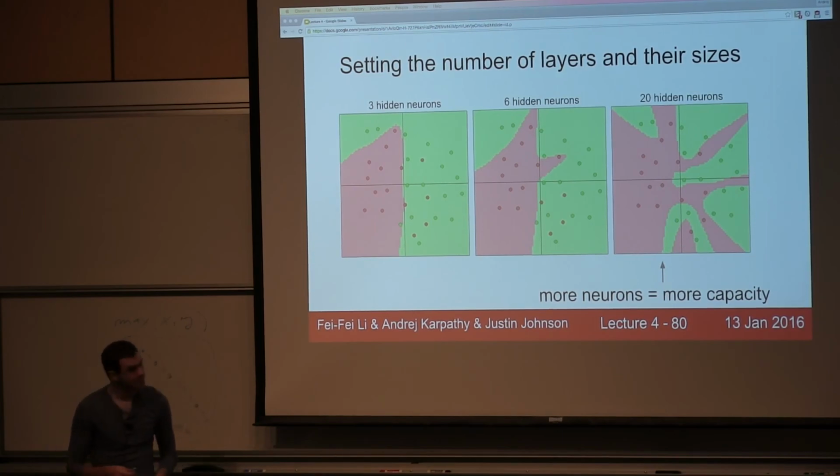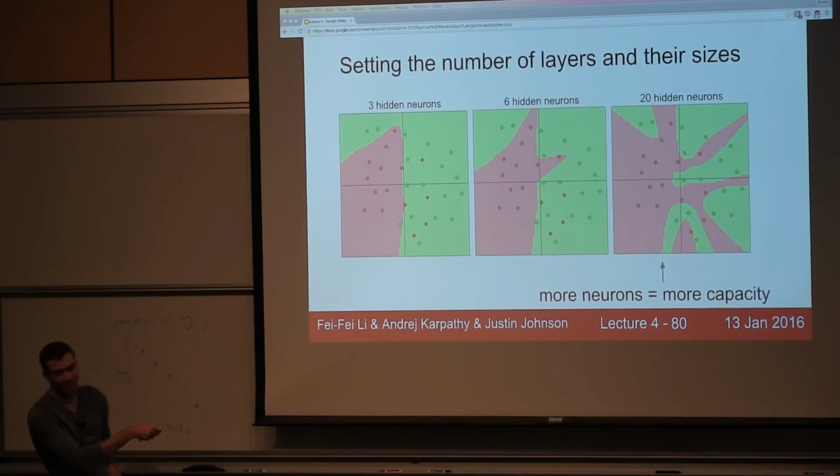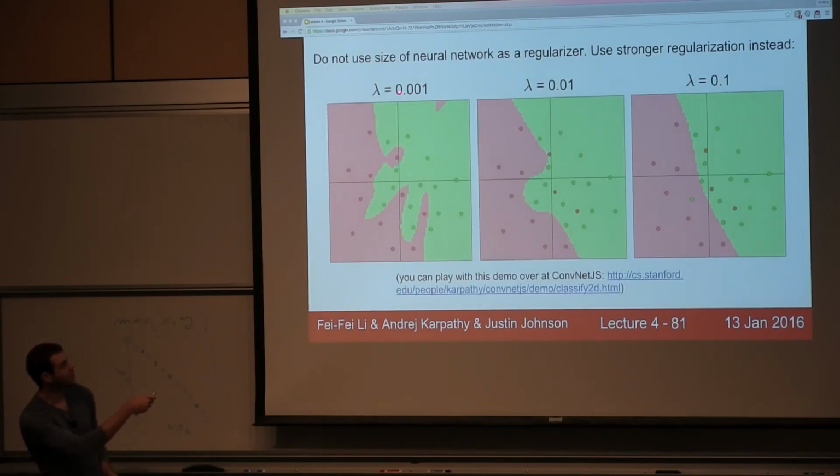And so what you can see is when I train a neural network on this data, the more hidden neurons I have in my hidden layer, the more wiggle your neural network has, right? The more it can compute crazy functions. And just to show you the effect also of regularization strength. This is the regularization of how much you penalize large W's.